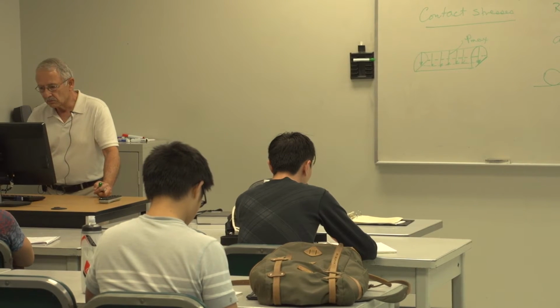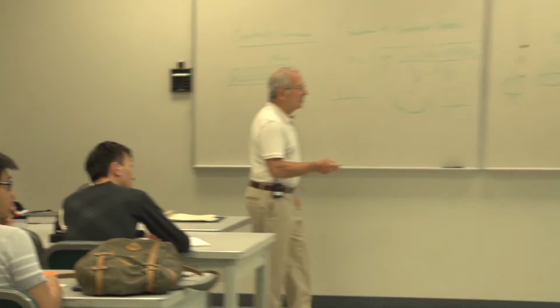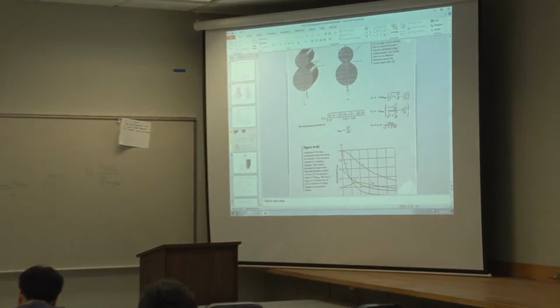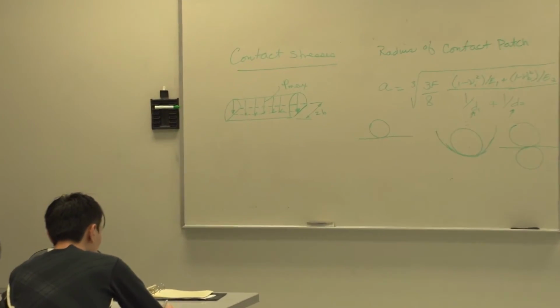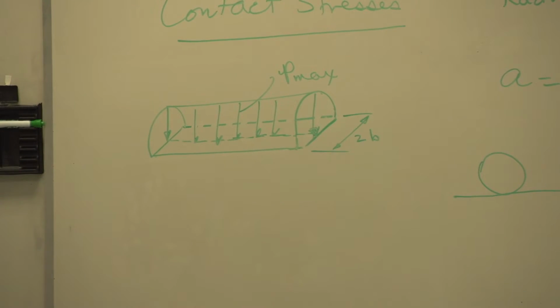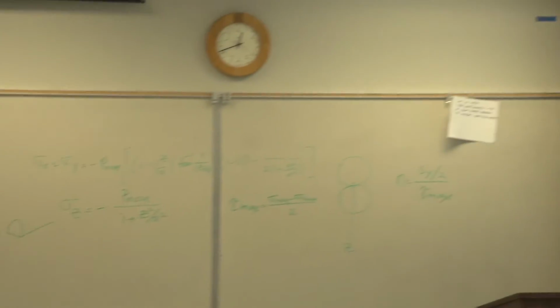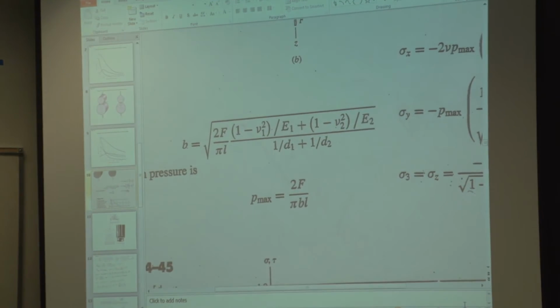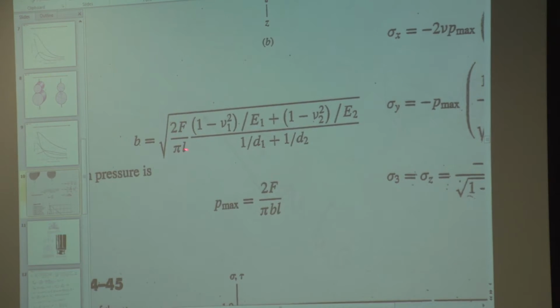No, actually, this was good. The top picture is the one you were looking at before. That is the half width of the contact patch. In other words, this distance here is 2b. And let me bring that up a little bit closer if you want to write it down, but it is in your book. Once again, in this equation, F is the applied force, or the force that's being transmitted. L is the length of the cylinder. So this is L.